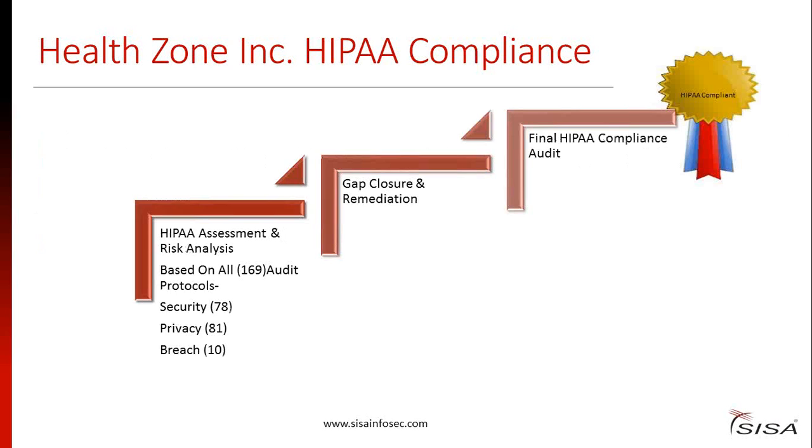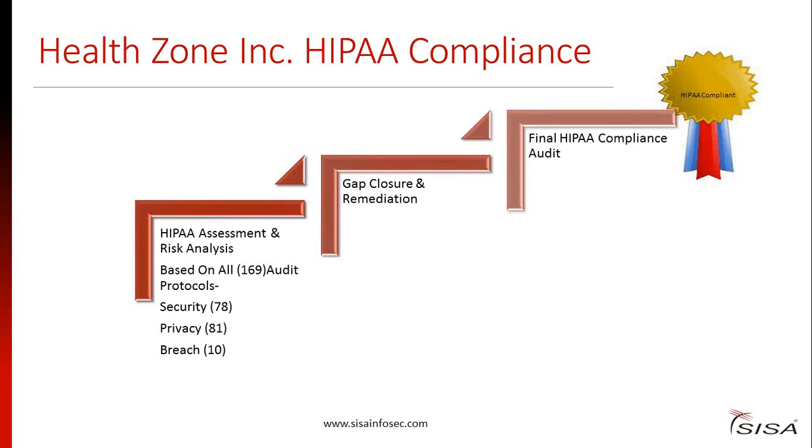So first of all, they have to assess their environment with respect to HIPAA guidelines. So they have to start the scoping exercise, then they have to perform the HIPAA risk assessment and risk analysis. So if they have to perform some gap analysis, what will be the next step? They have to perform this particular assessment based on the 169 audit protocols given by OCR.